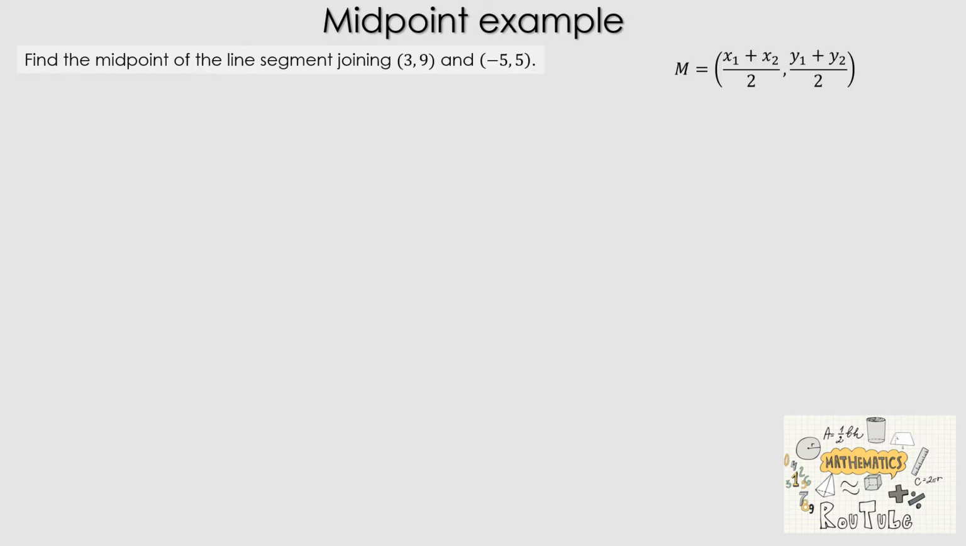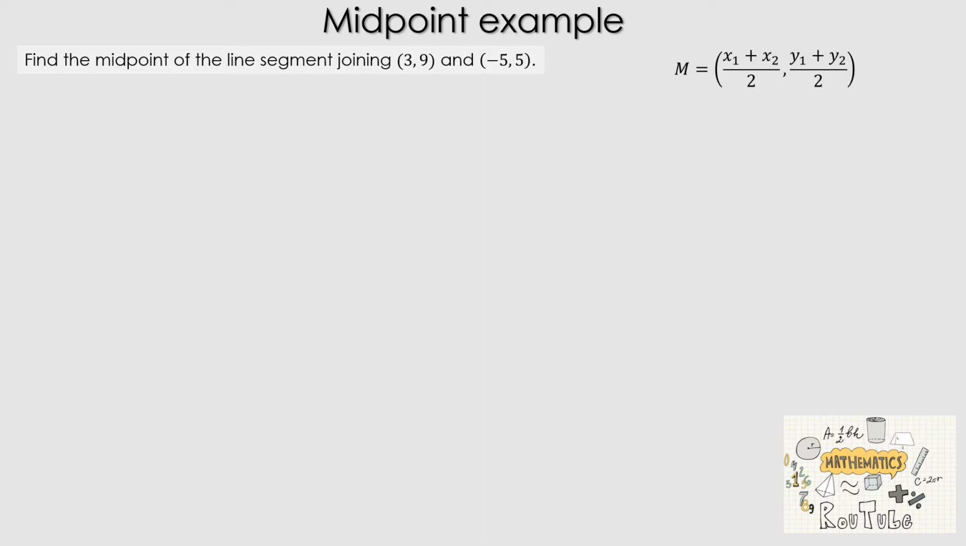All right, let's have a go at finding the midpoint. Find the midpoint of the line segment joining 3 and 9, so that's the first point, and -5 and 5. In the top right-hand corner, I've put the formula that we're going to use from the previous section, which will help us find the midpoint between these 2 points. We're going to start with labeling the points as x1, x2, and y1 and y2. It doesn't matter which point you say comes first, it makes no difference whatsoever, but it's really important that you label the values correctly.